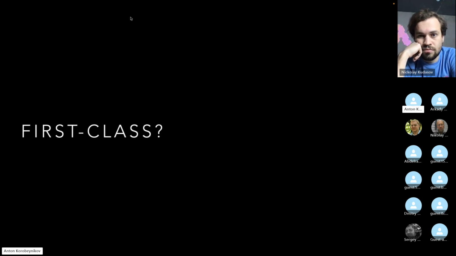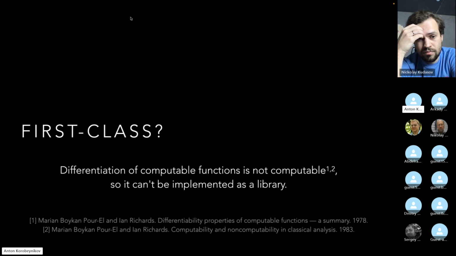So let's talk about first class. What does it mean? The differential programming should be directly integrated into the language for a truly first class experience. So what does first class mean? Well, it's becoming more clear to people that differentiation of computable functions, and for us that means all functions that a programmer could write, is not computable. So differentiation cannot be implemented as a library.